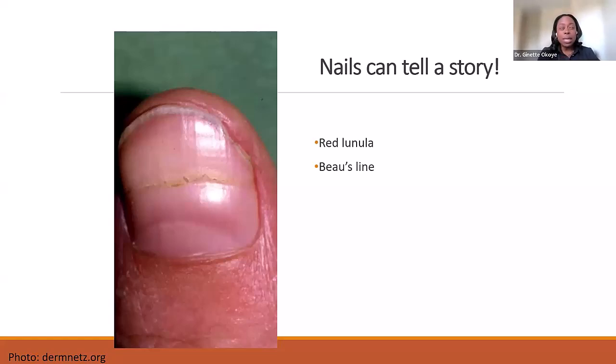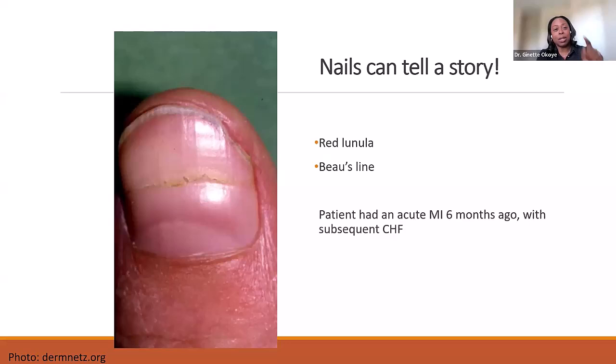Maybe it was COVID. Maybe it was a heart attack. Maybe it was pneumonia. Maybe it was chemotherapy, right? So I know that something happened to this patient 6 months ago. And then this red lunula only happens in a couple of cases: carbon monoxide poisoning and heart failure. So if I had to guess, I would say this patient had an acute MI 6 months ago, and now they have CHF because of that. That's how much you can tell from somebody's nail.